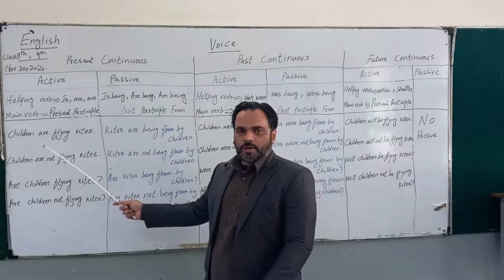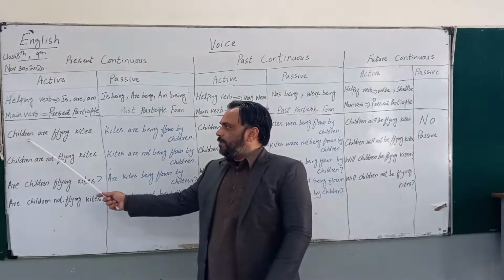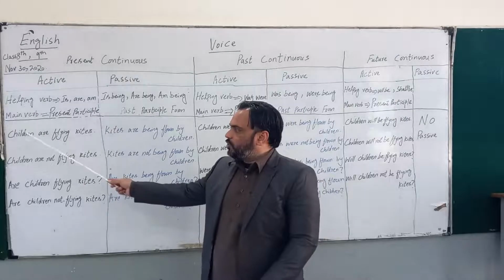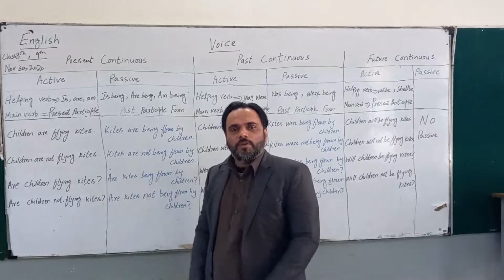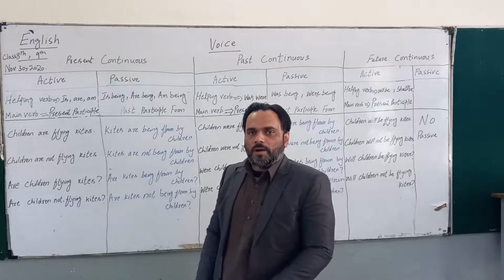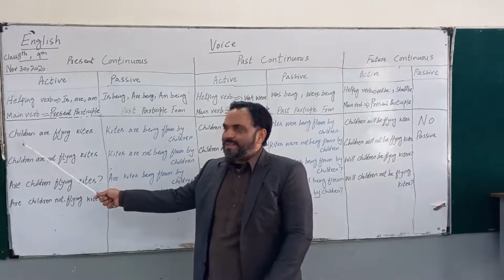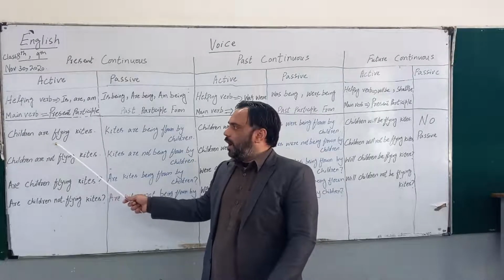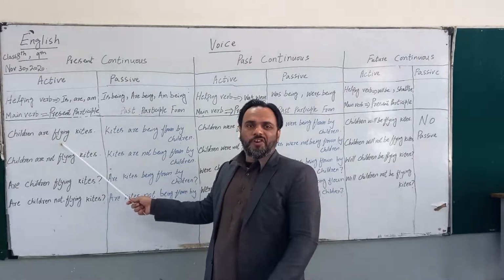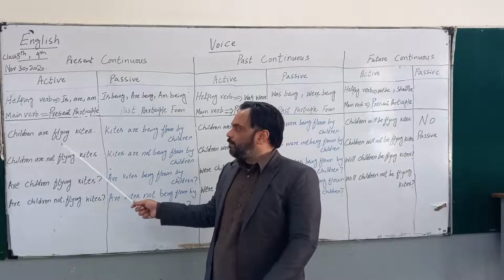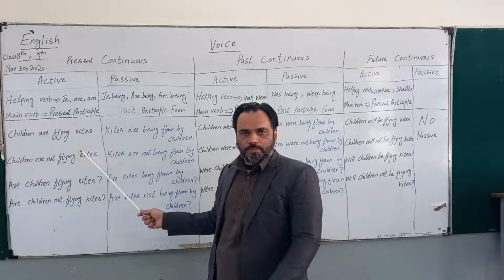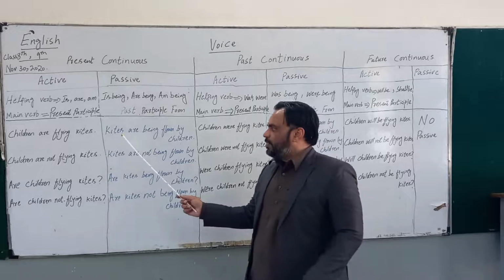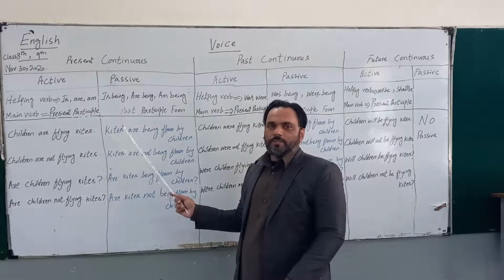So let's start with an example first. The example says, children are flying kites. Here, is children a singular subject or a plural subject? Yes, it is a plural subject, so we are going to use are. Children are, and the present participle form of the verb fly is flying, and kites here is the object. Children are flying kites. Then we want to convert it into passive voice, so kites, the object, will come in the beginning.